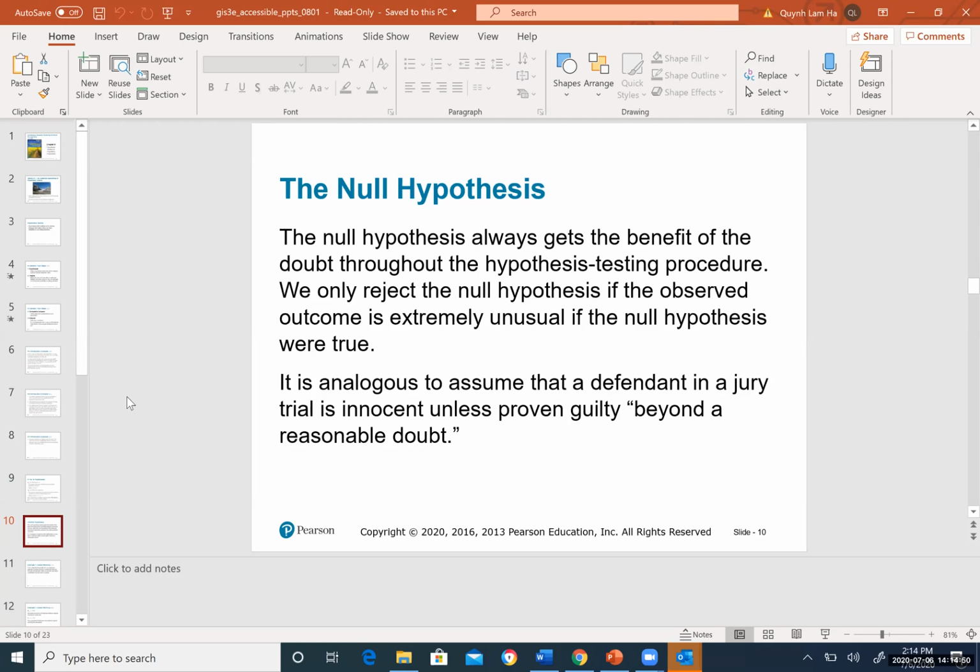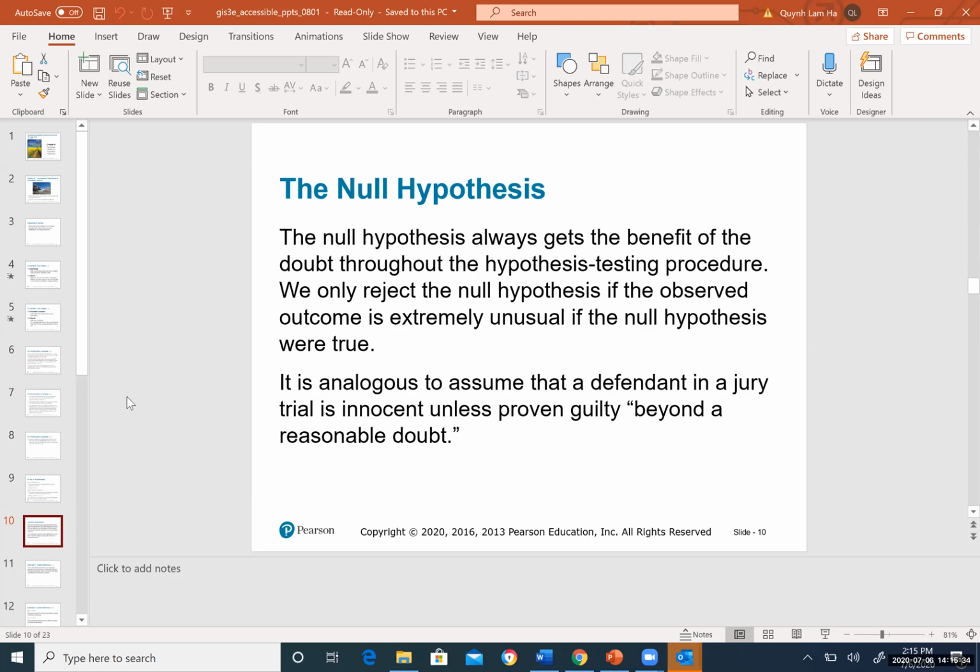The null hypothesis always gets the benefit of the doubt throughout the hypothesis testing procedure. We only reject the null hypothesis if the observed outcome is extremely unusual, if the null hypothesis were true. In other words, it is analogous to assuming that a defendant in a jury trial is innocent unless proven guilty beyond a reasonable doubt. Actually, you don't need to worry about the second sentence from the second paragraph right there.